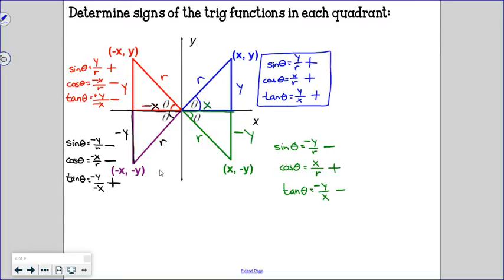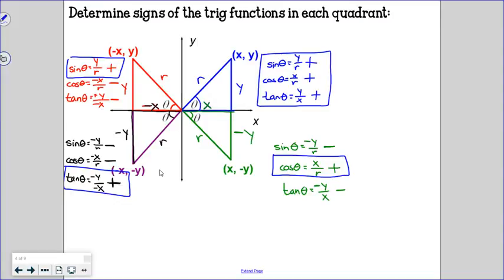Everything in quadrant 1. Sine's the only thing in quadrant 2. Tangent's the only thing positive in quadrant 3. And cosine's the only thing in quadrant 4. It is not practical for us to rebuild this every problem. So how are we going to remember this?